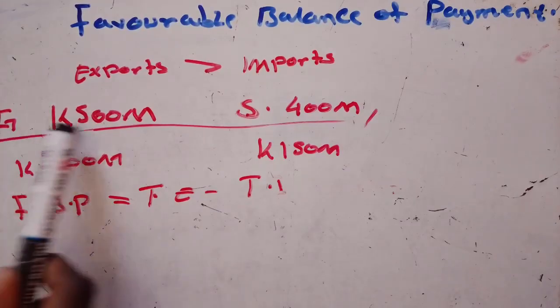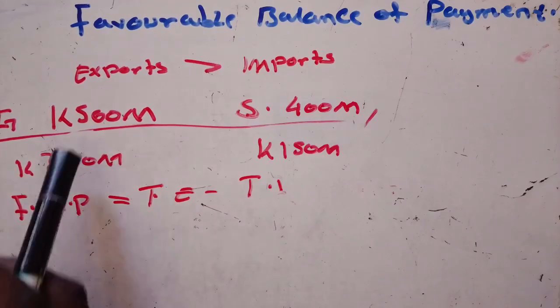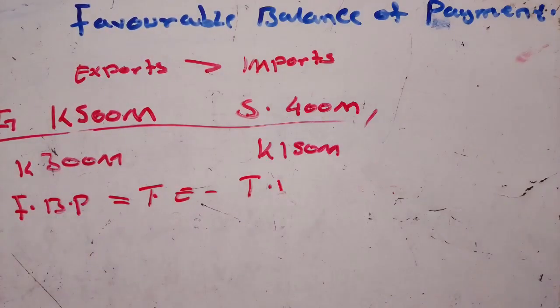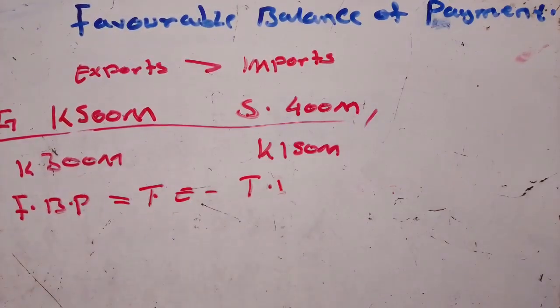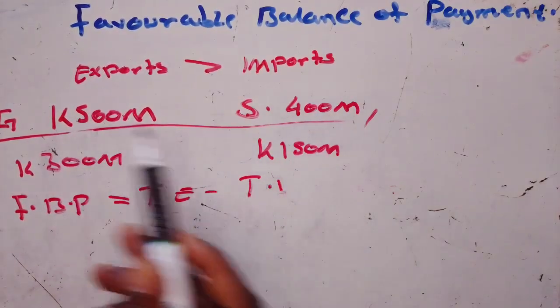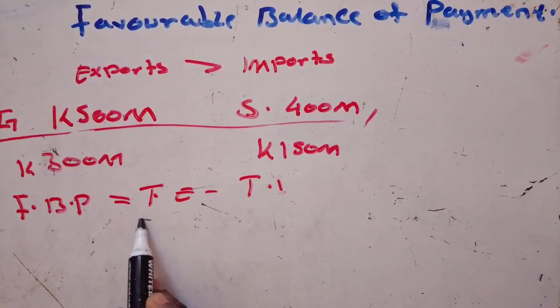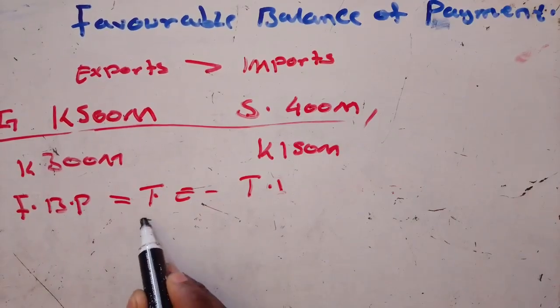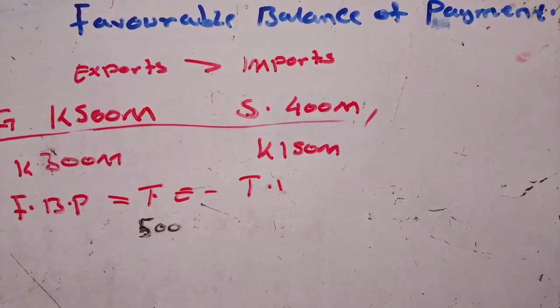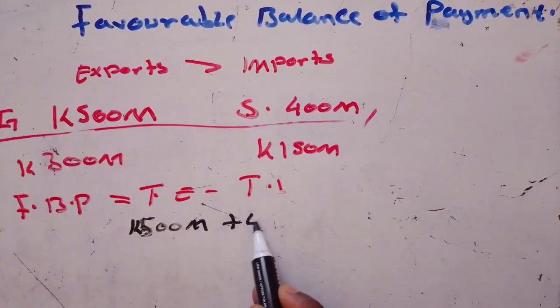Okay, so we have the exports, which are 500 million and this 400 million. This is the money which was spent on the total exports. So total means the sum, so we need to come up with the sum of this. We need to find the summation. So we're going to have 500 million plus 400 million, because these are services.